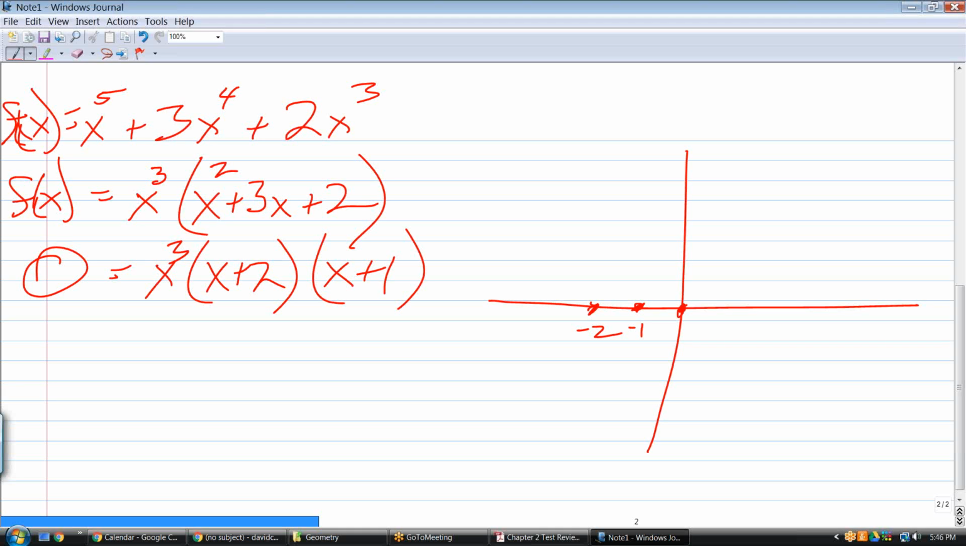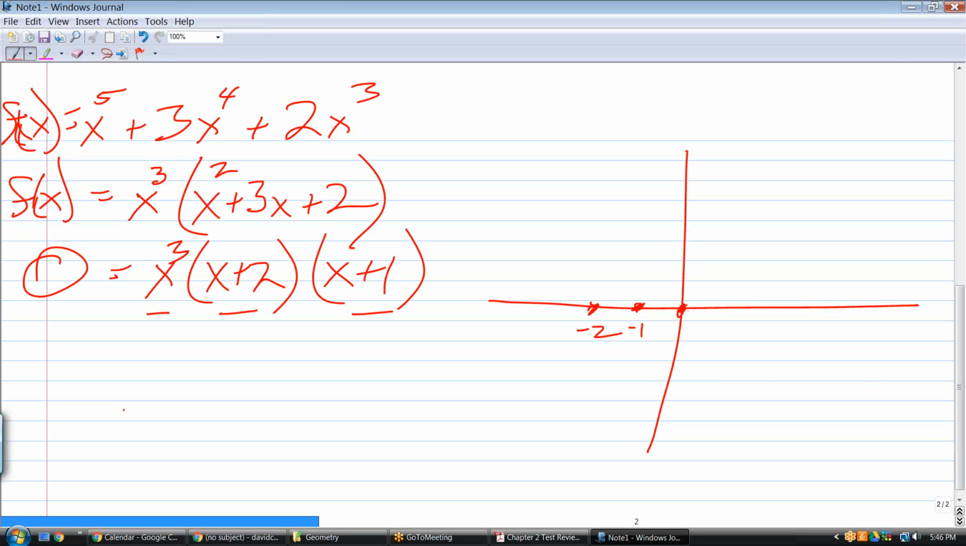It's got to be even to be a toucher. This has none of the zeros. That's odd, that's odd, that's odd. In other words, this has multiplicity of 3. This has multiplicity of 1, and that has multiplicity of 1. So I've got to go through the graph at each of these.